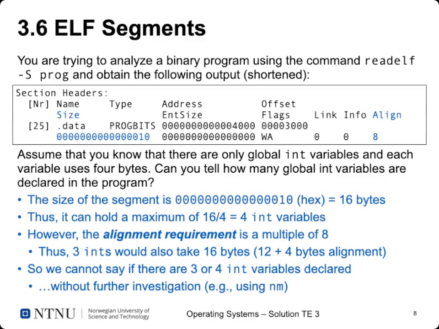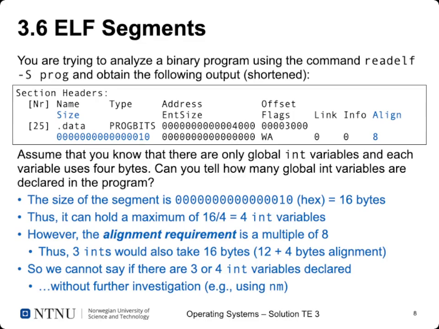So essentially, we have all these sections, and there's a number of additional sections like debug symbols, stack sections, and so on. So here we took a look at just one of the sections, the data section, so initialized global variables here. And the question was, if you have an output like this, and you know that you only have global int variables in your program, and let's just assume each of these variables uses 4 bytes, can you tell how many global int variables are actually declared in the program?